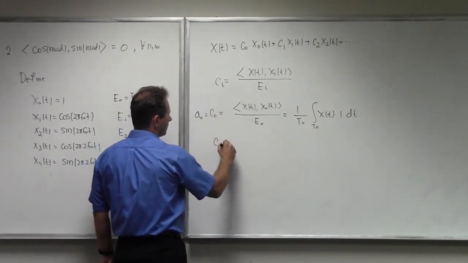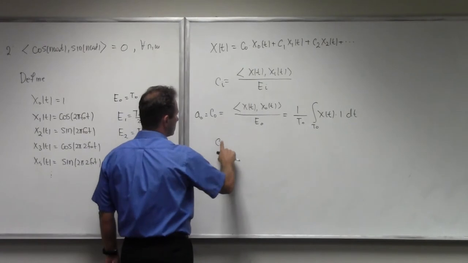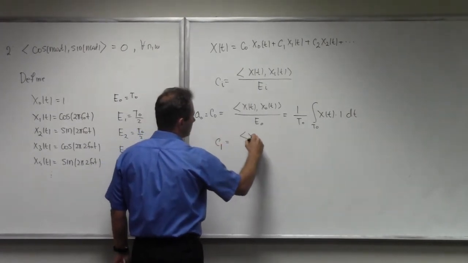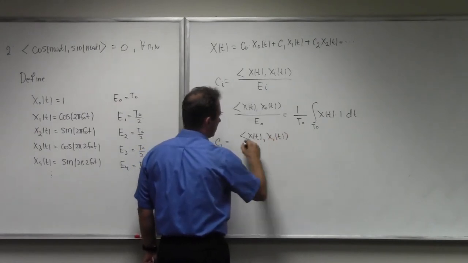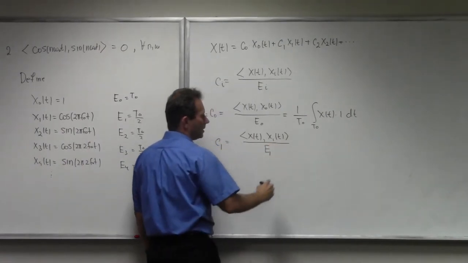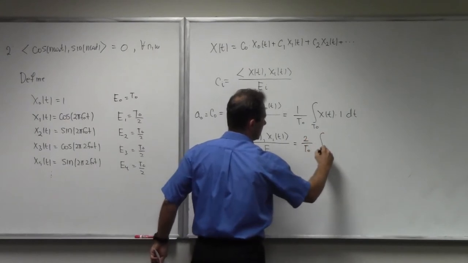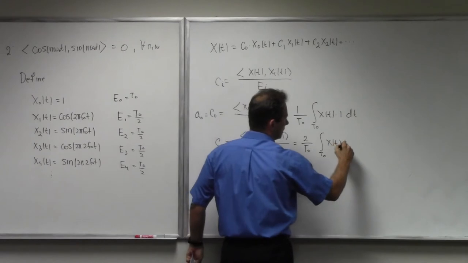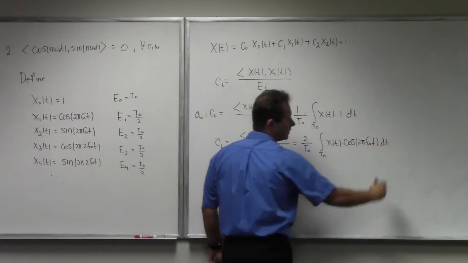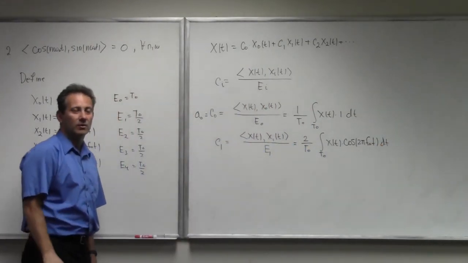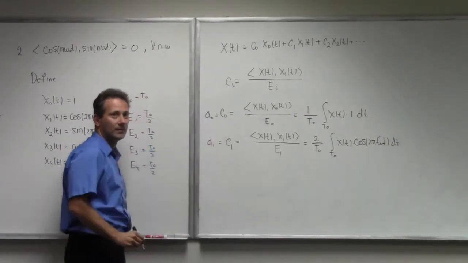The ci can be two things. Let me just do c1. C1 becomes the dot product of x of t with x1 of t, divided by the energy of the first one. The energy of the first one is t0 over 2, so we get 2 over t0, integral over t0, x of t times cosine 2 pi f0 t dt, which is our cosine term. This is our a1, right?